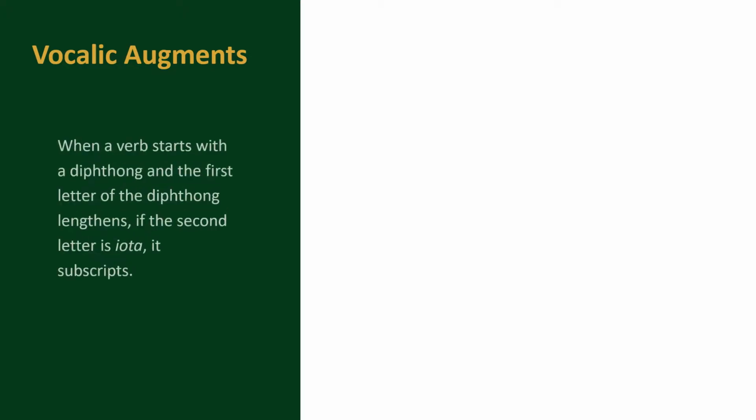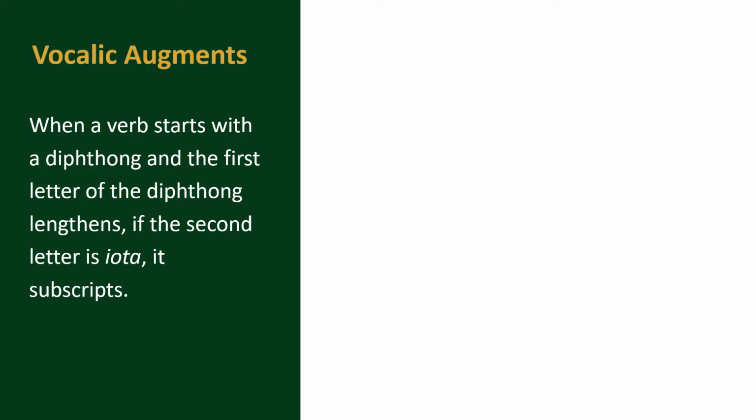There is one more thing you need to know about vocalic augments. When a verb starts with a diphthong and the first letter of the diphthong lengthens, if the second letter is iota, it subscripts. I will say that again. When a verb starts with a diphthong and the first letter of the diphthong lengthens, if the second letter is iota, it subscripts. Once again, let's look at two examples to get the idea.